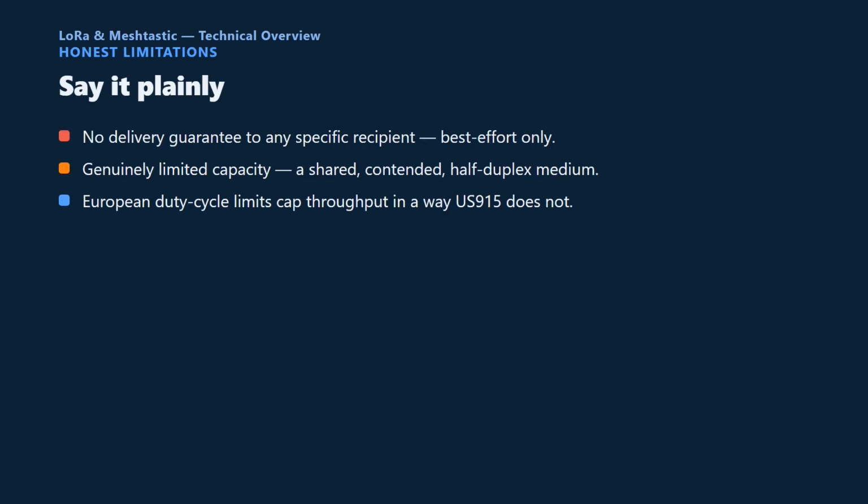Before we close, the honest limitations, stated plainly because you're the audience that needs them stated plainly. No delivery guarantee, as covered. Broadcast acknowledgement only confirms a packet left your local radio neighborhood, not that any specific recipient got it. Genuinely limited capacity. LoRa's raw bit rate stays well under 22 kilobits per second, even at the fastest preset. This is a shared, contended, half-duplex medium, not a scalable data network, and piling on router family roles or high hop counts actively hurts capacity rather than helping it. In Europe specifically, the 10% duty cycle caps your throughput in a way US deployments simply don't face.